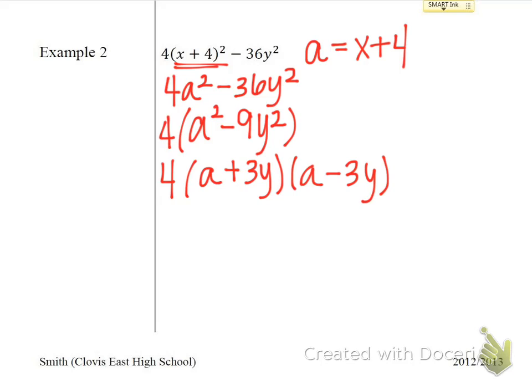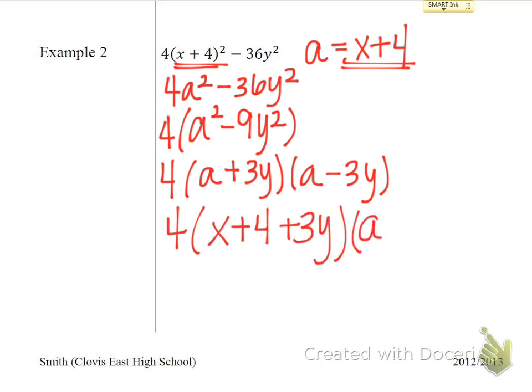Am I done? No. There is no a in my original problem. You have to substitute back in. That's probably the most forgotten step in these types of problems that I see. So please make sure that you are completely following all the steps. So let's plug x plus 4 back in. That's 4 times x plus 4 plus 3y times x plus 4 minus 3y. Now you are done.